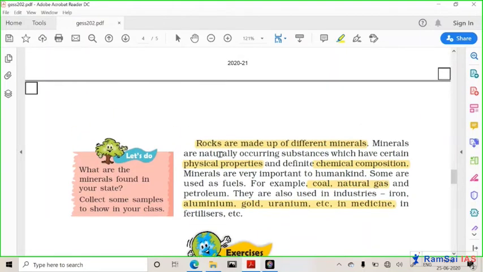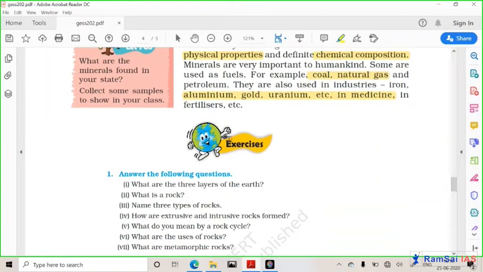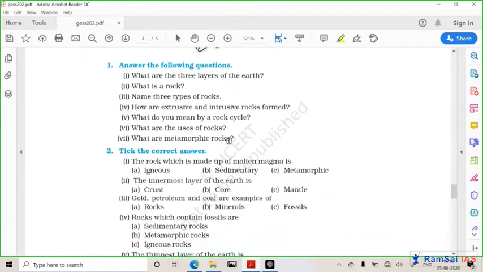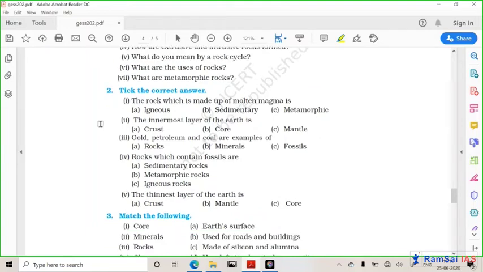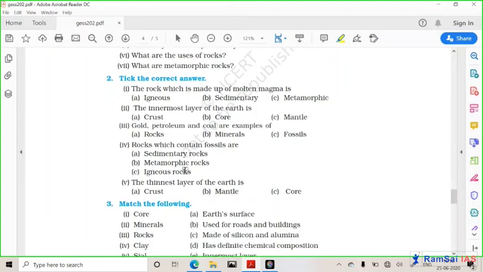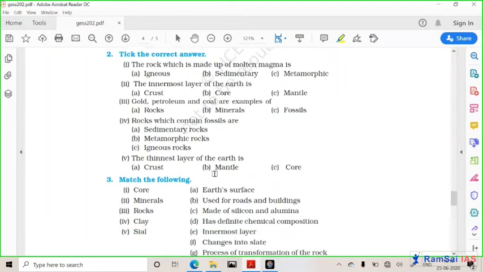I hope you guys have understood this. Like in sixth standard, you have an MCQ exercise over here as well. So let us understand these MCQs. First is a rock which is made up of molten magma. It's very simple. The innermost layer of the earth is called, very simple. Gold, petroleum, and coal are examples of, very simple. Rocks which contain fossils, very simple. The thinnest layer of the earth is, very simple.